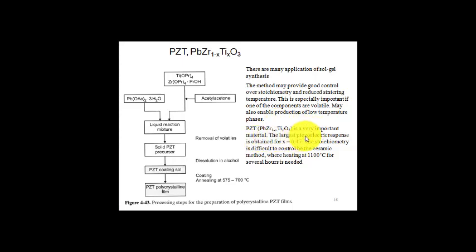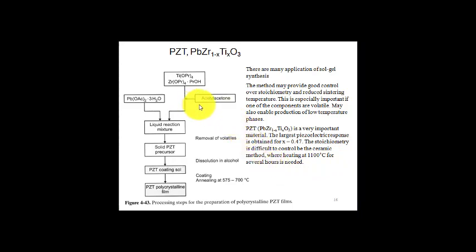So PZT is a very important material. The largest piezoelectric response is obtained when the value of x is 0.47. It is a piezoelectric material. Maybe you have seen piezoelectric materials in different buildings. You just hit your foot on the floor and some light will be on. So these are piezoelectric materials where you apply a little force and they respond. The stoichiometry is difficult to control by the ceramic method, where heating at 1100 degrees centigrade for several hours is needed.